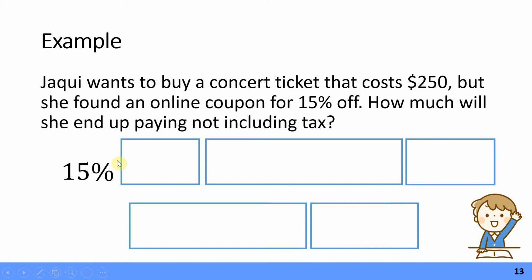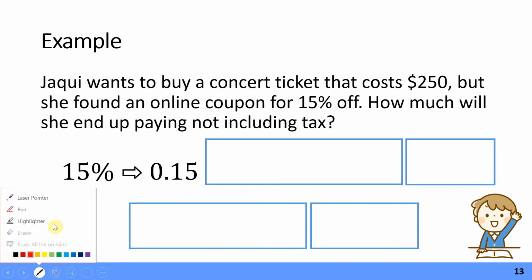So first thing we have to do here is change the 15% to a decimal, which we just do by moving the decimal point twice, right? So if you don't have a decimal, it's at the very end, and then you just move it twice to the left, and I get 0.15.